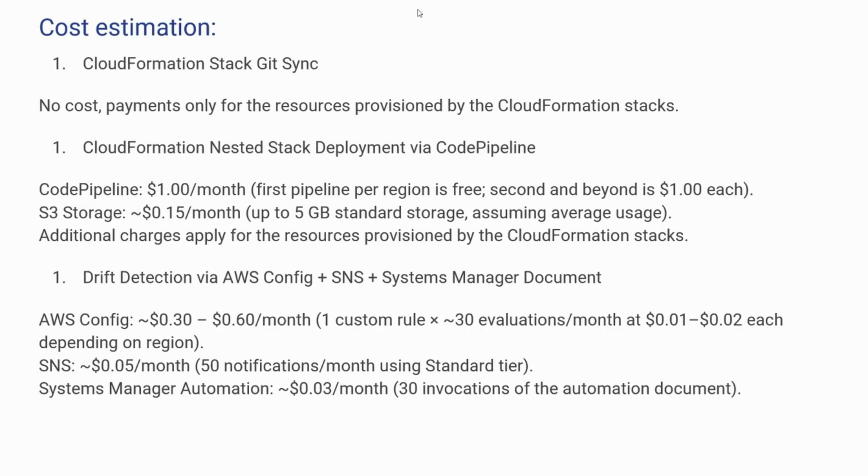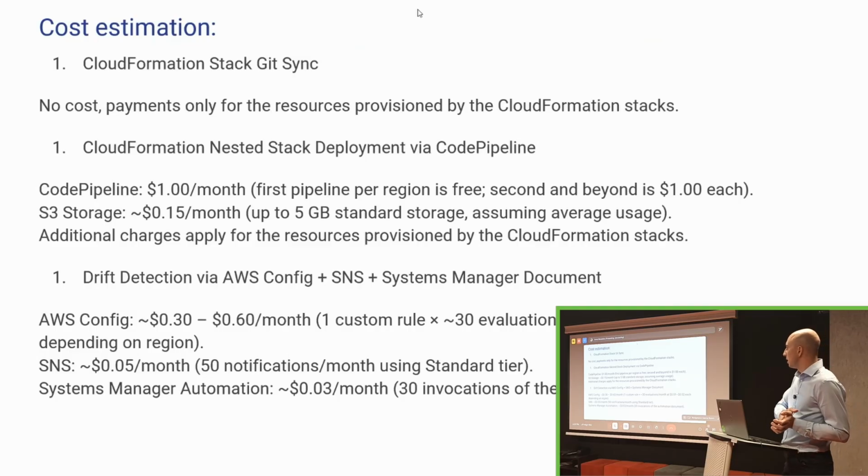A simple cost estimation of all of these solutions. First one, no cost. Second one, we are paying only for the pipeline and for the S3 bucket. Third one, for monitoring, we are paying for the Config rule, for the SNS topic, and for the Systems Manager automation runbook running. It's also not so huge a cost. Okay, that's mostly all from my side.